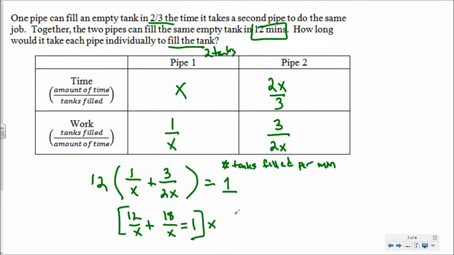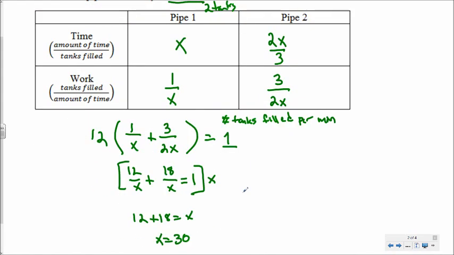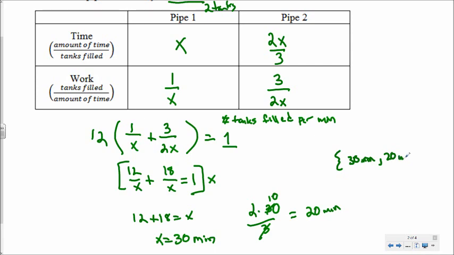And again, the unit of time here is minutes. So it will take pipe 1 30 minutes, and it will take pipe 2 2 times 30 over 3, which is a common factor of 3, and give me 20 minutes. So it will take the 2 pipes 30 minutes and 20 minutes individually.